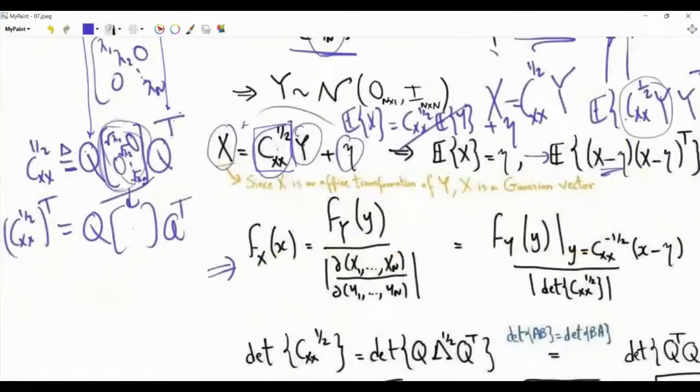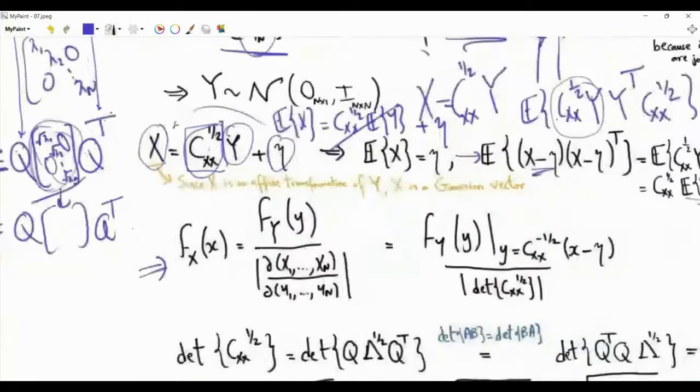Now we need to go from the PDF of vector y, the joint PDF of the random variables living in vector y, to x. We need to do a transformation or a change of variables.